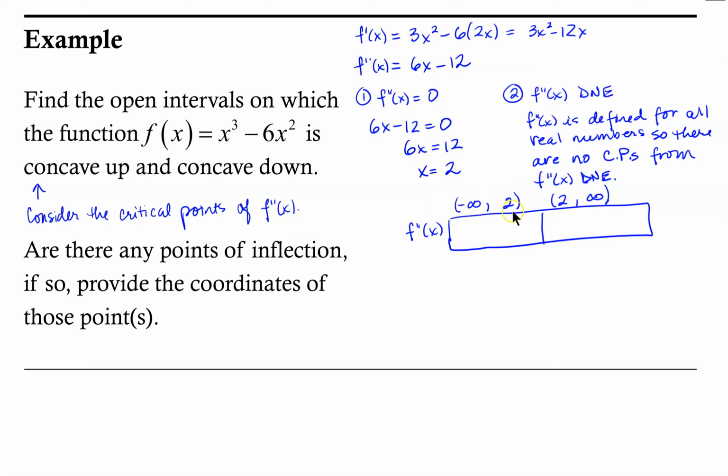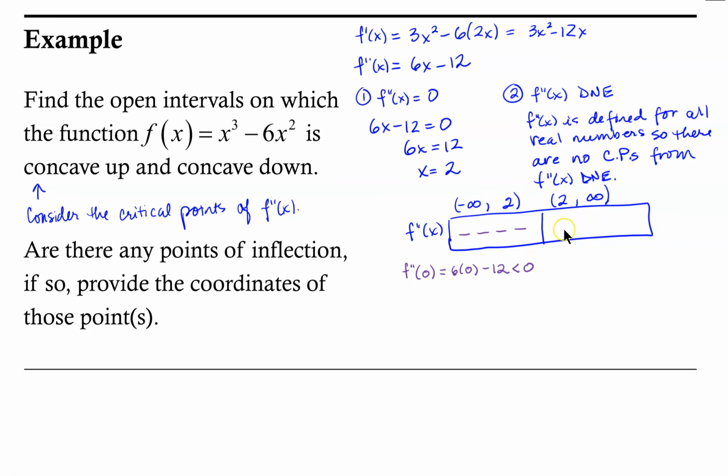So in the interval from negative infinity to 2, let's choose a nice x value like, say, x equals 0. So f double prime at 0 will be 6 times 0 minus 12. We're not interested in the number, we're interested in the sign. And that will be 0 minus 12, which will give us a negative value. So we know that in the interval from negative infinity to 2, the second derivative will be negative.